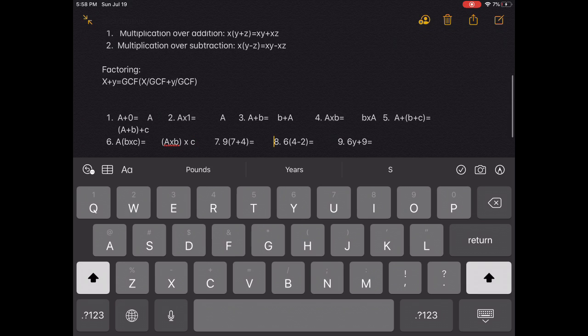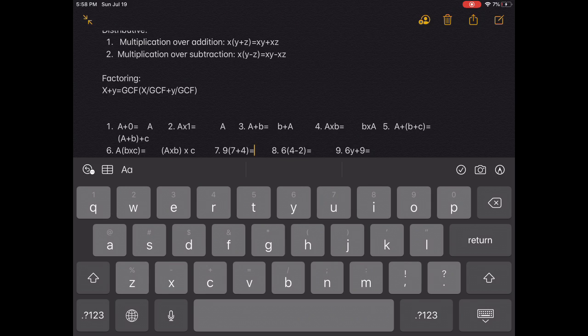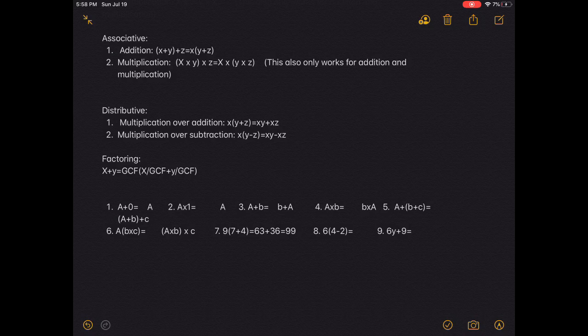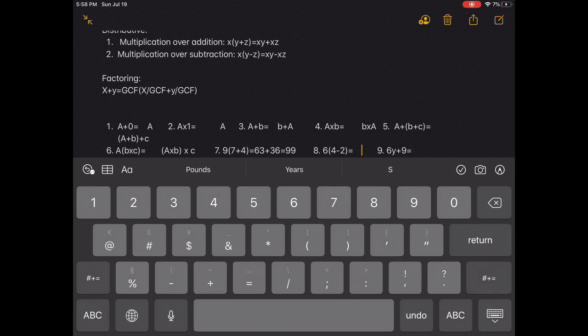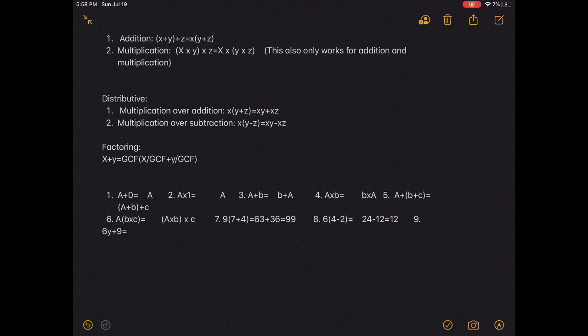Alright, now let's move on to number 7. So this is the distributive rule, and that says x times y plus x times z. So now 9 times 7 is 63, 9 times 4 is 36, 63 plus 36 is going to be 99. So 7 is 99. The next one is basically the same thing. So you do 6 times 4 equals 24, and 6 times negative 2 is negative 12. So 24 minus 12 equals 12, obviously.